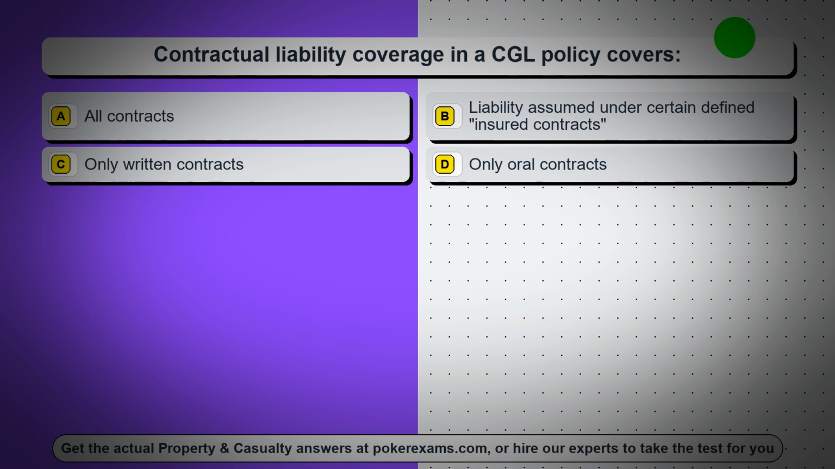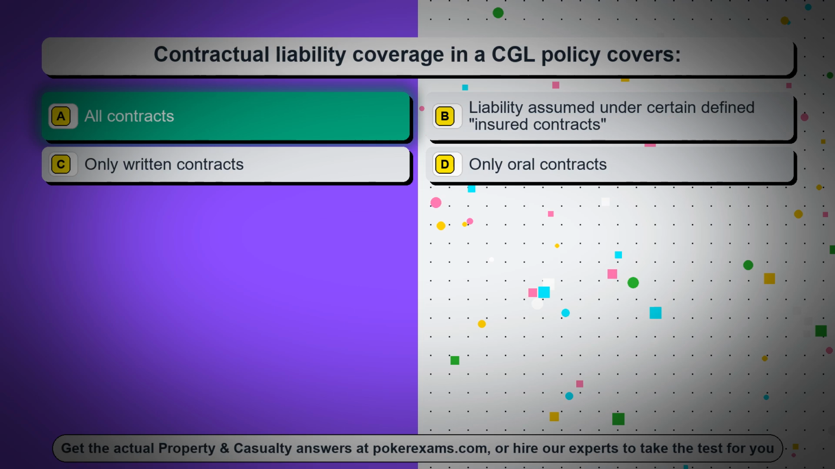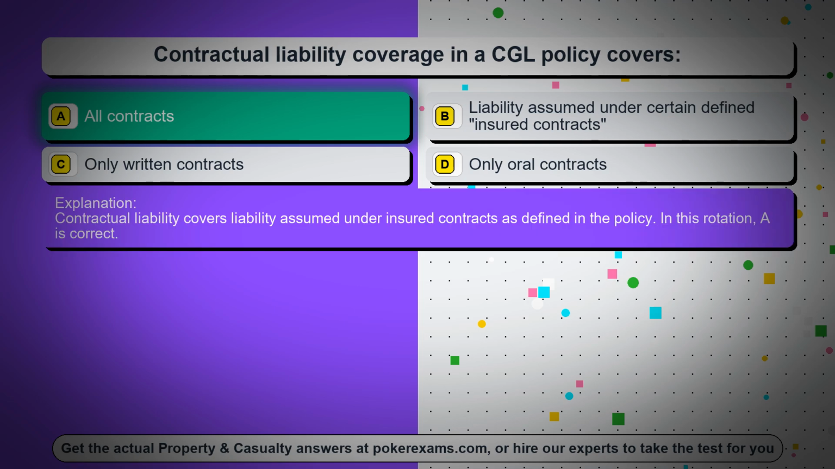Question 5. Contractual liability coverage in a CGL policy covers, Option A, all contracts, Option B, liability assumed under certain defined insured contracts, Option C, only written contracts, Option D, only oral contracts. The correct answer is Option A, all contracts. Contractual liability covers liability assumed under insured contracts as defined in the policy. In this rotation, A is correct.